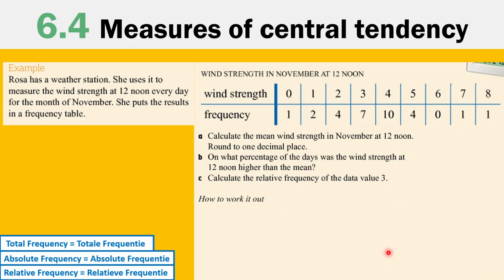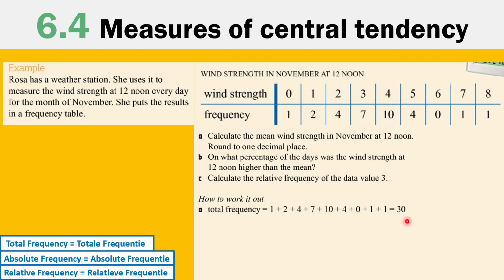To calculate the mean here, we first are going to find the total frequency. Well, she did this for every day of the month, so that is 30 days. You can also just add them up: 1 plus 2 plus 4 plus 7 plus 10 plus 4 plus 1 plus 1 plus 0. Then you get 30 days.